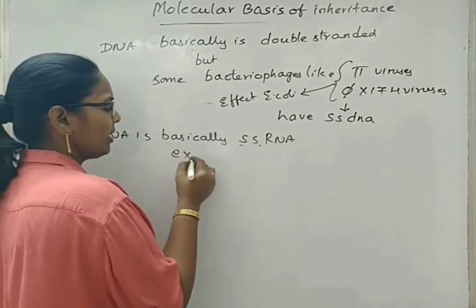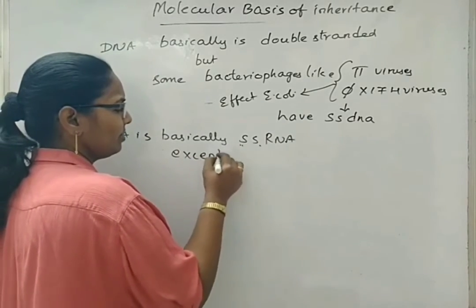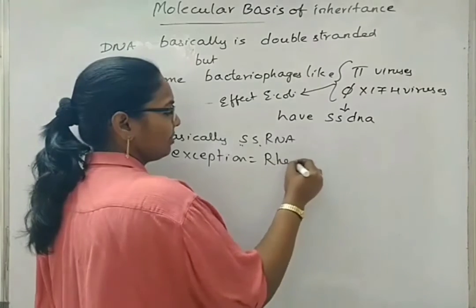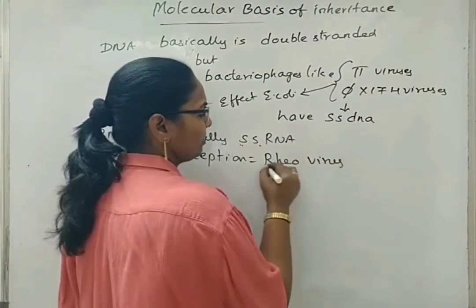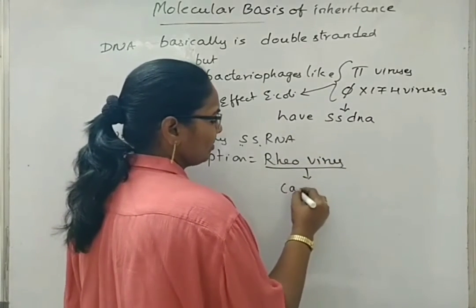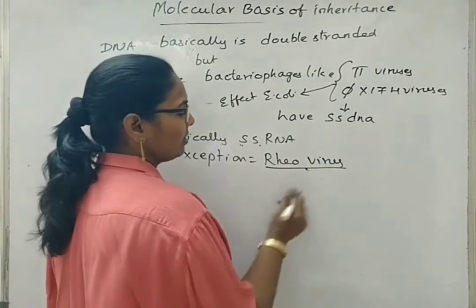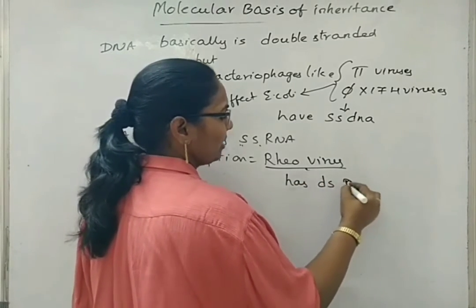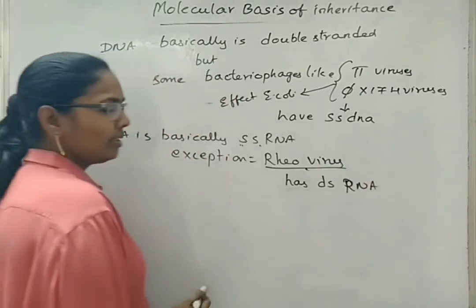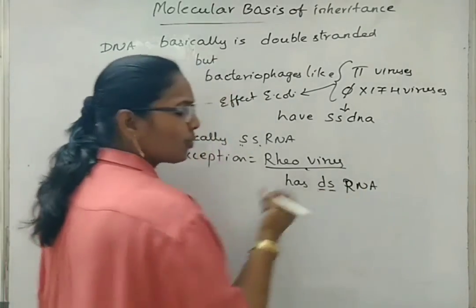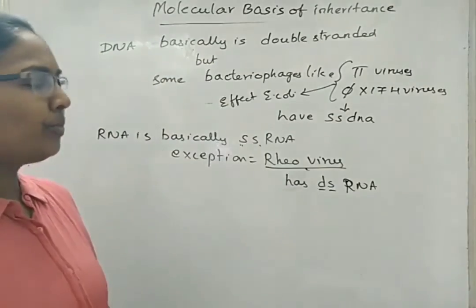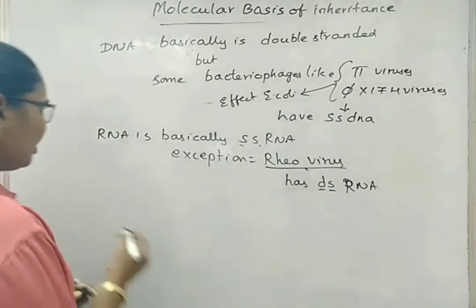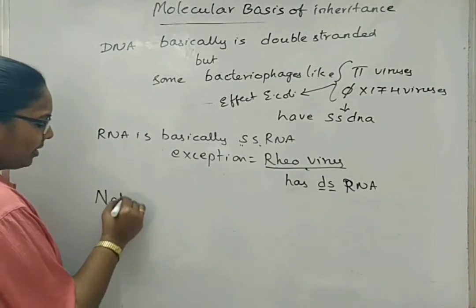So here also there is one exception. The exception is reoviruses. Reovirus has double-stranded RNA. Double-stranded I have written as small d, small s. So these are a few points regarding the DNA. Next, another important term is also there. What is meant by naked DNA?